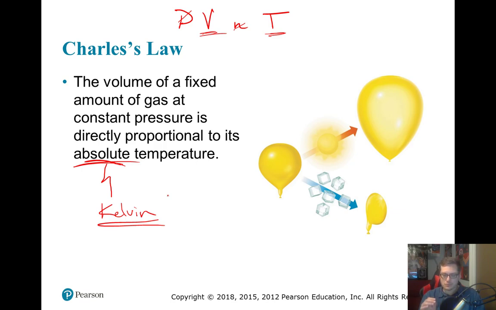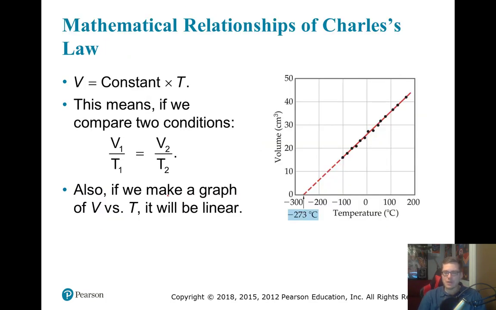Because if you use Celsius for your temperature scale, you can have a negative Celsius, and that would imply that you'd have a negative volume, which really doesn't make sense at all. How do you have a negative volume? It's just like a black hole or something weird. I don't know. So here's the mathematical relationship of Charles' law.